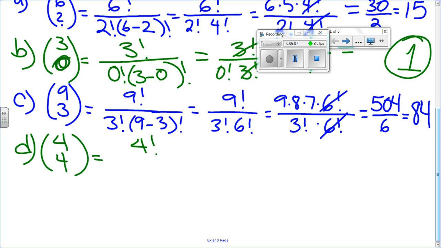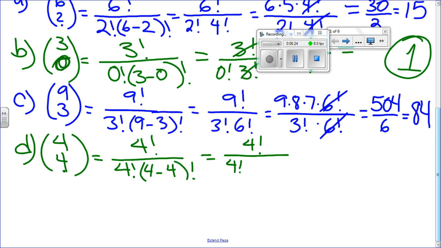So let's see. 4 over the smaller number, which just happens to be the same, factorial, and then the difference of the two numbers, 4 minus 4, factorial. So 4 factorial over 4 factorial times 0 factorial. Those two cancel. We get 1 over 0 factorial, which is 1. So it is 1. Pretty easy, right? Okay, so that is the formula.